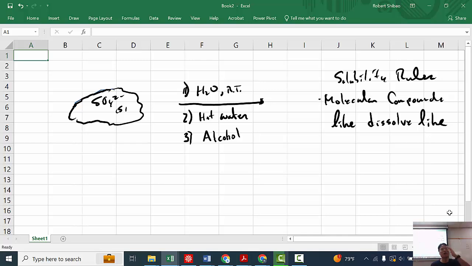So the strategy for going to alcohol is it's not as polar as water. And so we're trying something less polar. So we could try alcohol. If alcohol doesn't work, then we could try something like hexane.